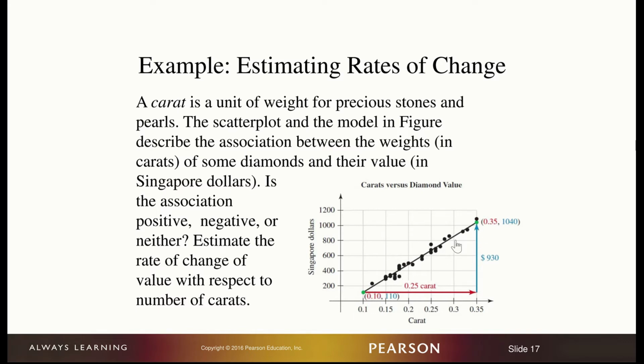I mean, obviously we can see clearly here that there is an association between weight in carats and the price, right? And it's a positive association, and it's very much linear, right? A very strong linear association here.